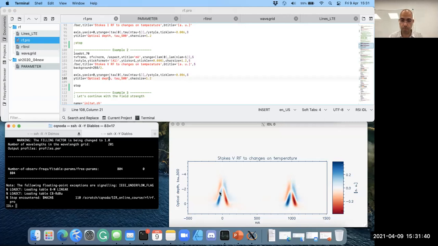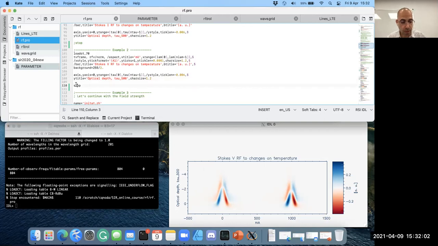So don't feel too bad if you cannot do it. It's just that some parameters and some response functions for a given atmospheric parameter and a given Stokes profile are relatively easy to understand, but sometimes it's more difficult for the rest of the cases. So don't feel too bad if they look so complex like this one.